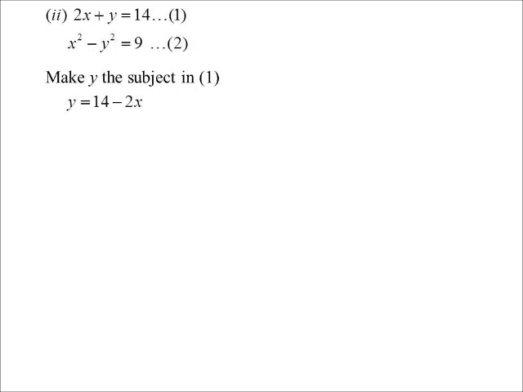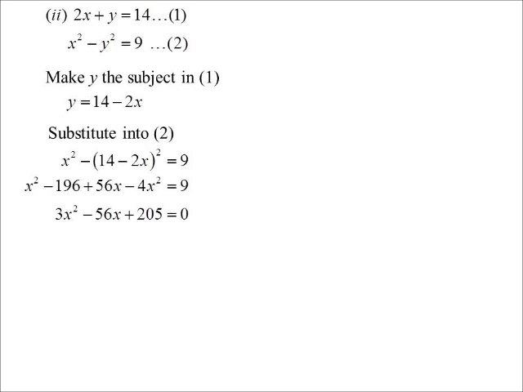So I could have used x or y, but seeing I've already got one y on the top, it seems the logical one to pick. So it becomes y equals 14 minus 2x. We then substitute that into the second one. So I've got x squared minus (14 minus 2x) all squared, that is 9. I've got a quadratic equation to solve. Expand the whole thing out. Gee, it'd be nice if 3 went into everything. No, it doesn't, does it? 3 doesn't go into 205.